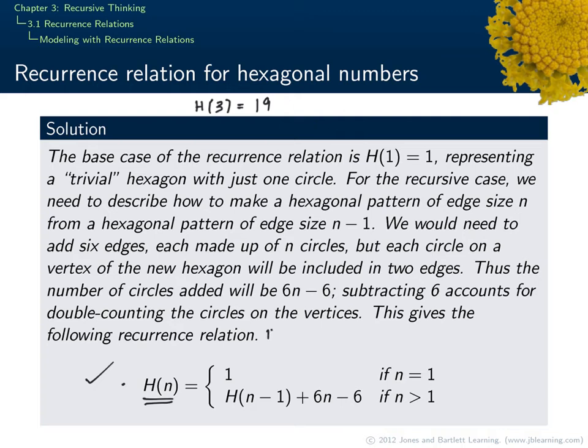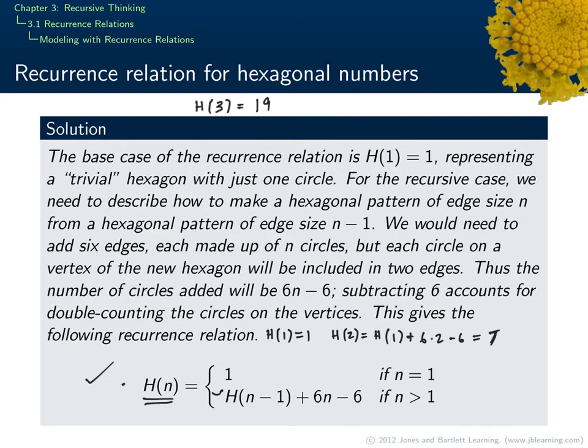So we know that h of 1, according to our formula, is equal to 1. And now h of 2, that is h of 2 minus 1, which is 1, plus 6 times 2 minus 6. Okay, so we're using now the bottom branch of this recurrence relation. H of 1 is equal to 1, so I get 1 plus 12 minus 6. So that would be 7.